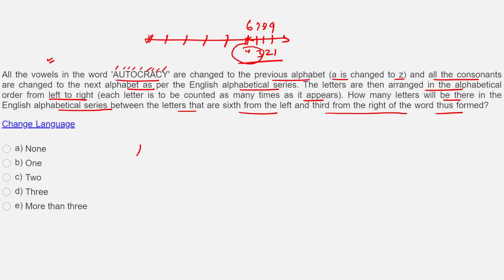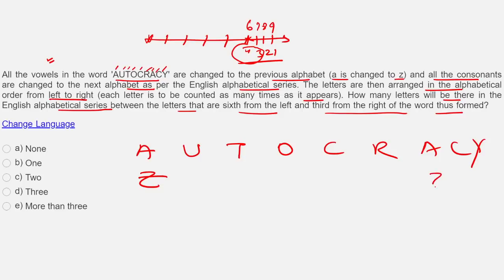That is all I have to find. So let me quickly try to arrange this. What is this? A U T O C R A C Y. For A it is Z. So let me quickly do this. Then we'll take care of U. So it will be T. For O, N, right? And then we are left with consonants, right? So what do we have? S T U C D R S C D and then Y Z.